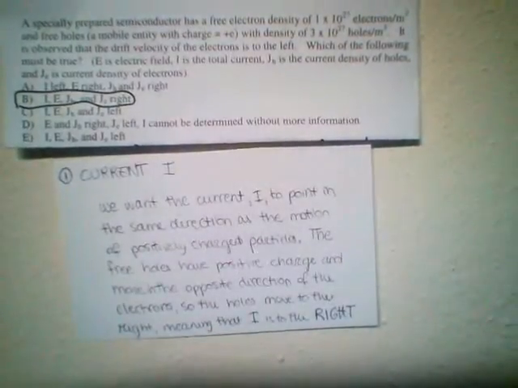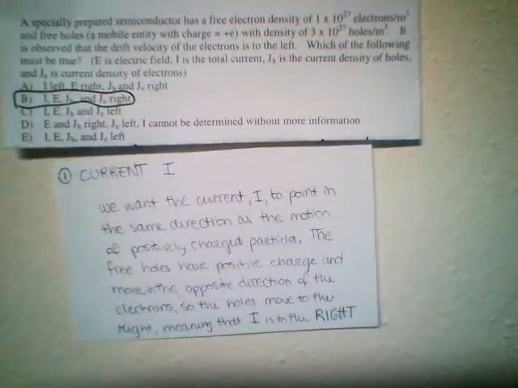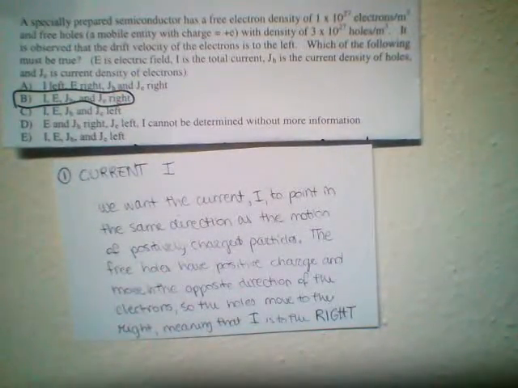E is the electric field, I is the total current, JH is the current density of the holes, and JE is the current density of the electrons. So the first thing we can figure out is I, which is current. We want the current I to point in the same direction as the motion of positively charged particles. That's the definition of current. The free holes have positive charge and move in the opposite direction of the electrons. So the holes move to the right because the electrons move to the left, meaning that I is to the right.